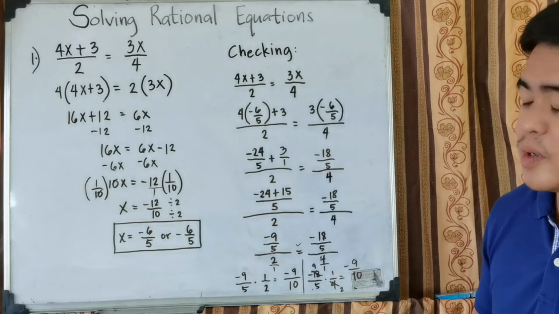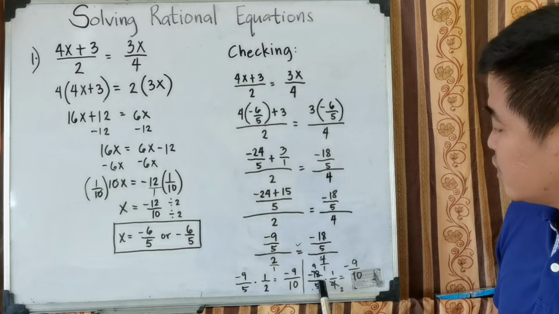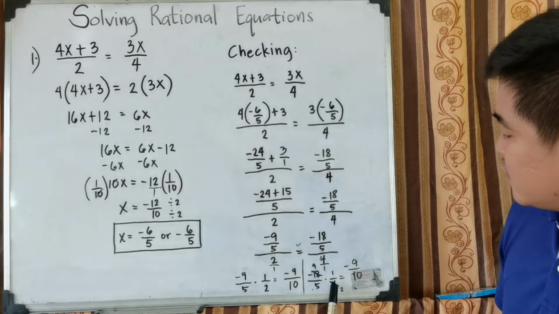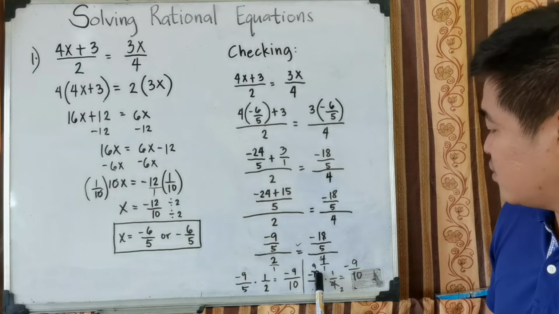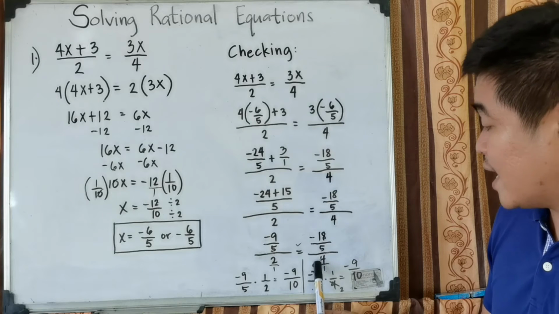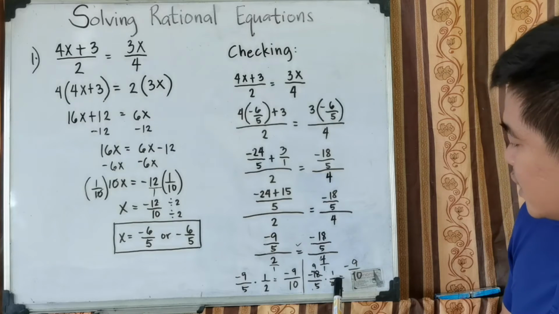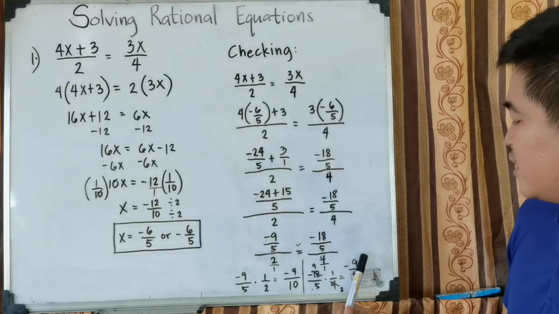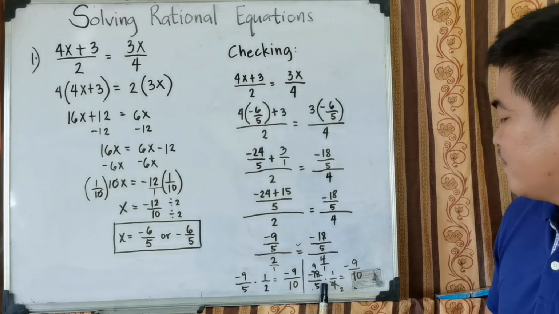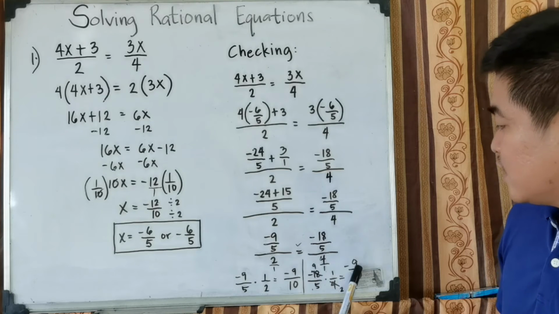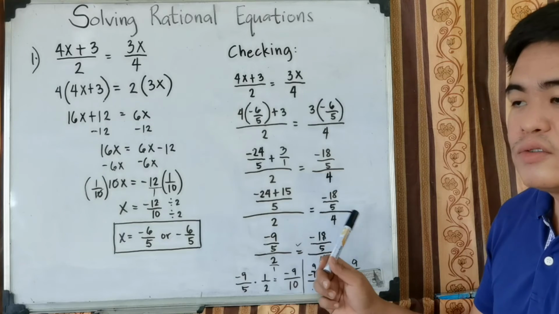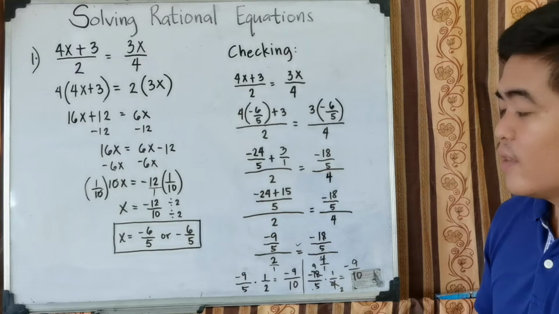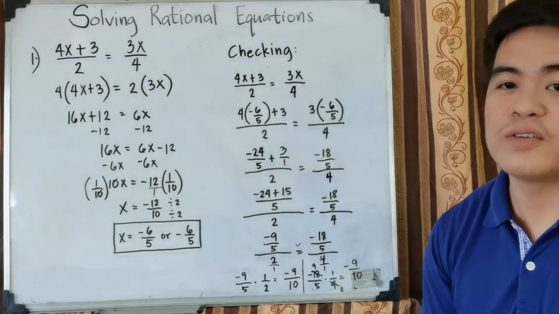Here, you can do cancellation. You can divide 18 and 4 by 2. 18 divided by 2 is 9, so that's negative 9, and 4 divided by 2 is 2. Then do the multiplication: negative 9 times 1 is negative 9, and 5 times 2 is 10. Since the values of the two sides of the equation are equal, our solution is correct.